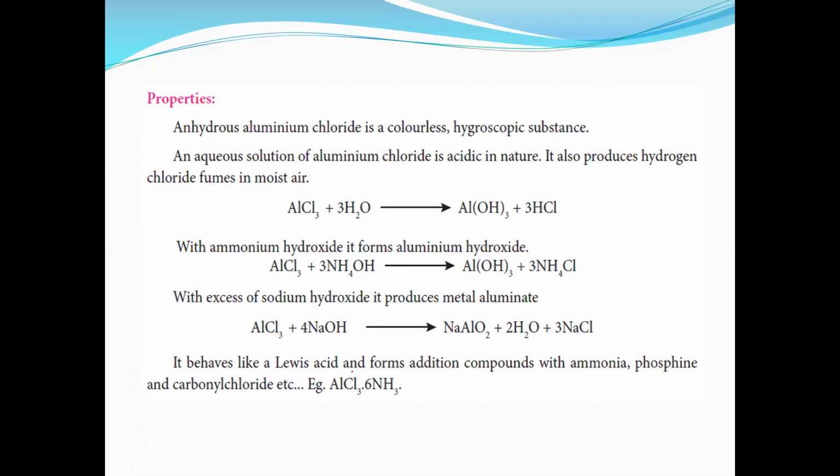Aluminum trichloride behaves like a Lewis acid and forms addition compounds with ammonia, phosphine, which is PH3, and carbonyl chloride, which is COCl2. So when aluminum trichloride reacts with ammonia, it gives AlCl3 dot 6 NH3.